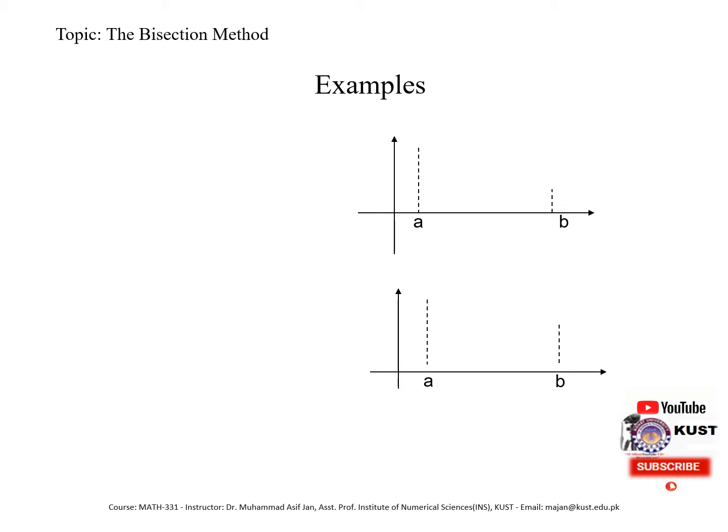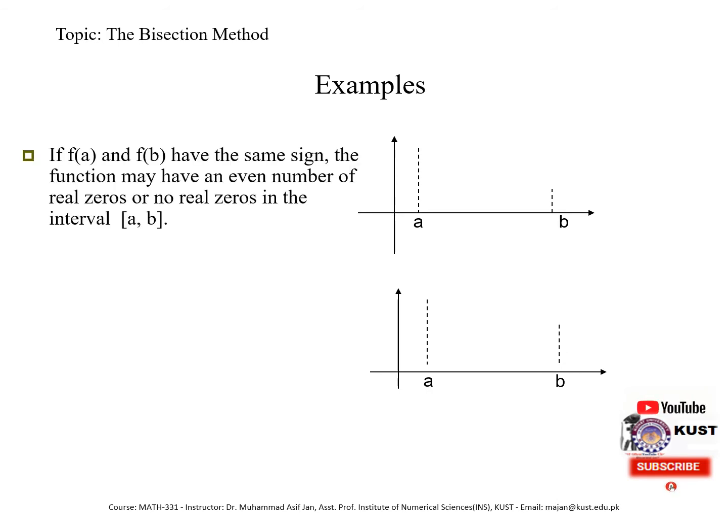Let us see some situations in which the bisection method can be used and some others in which it can't be used. If f(a) and f(b) have the same sign, either both positive or both negative, then the function may have an even number of real zeros or no real zeros in the closed interval with endpoints a, b. So if you look at this figure, the function has positive sign at both endpoints a and b, and it has 4 real zeros because the curve intersects the x-axis at 4 different points.